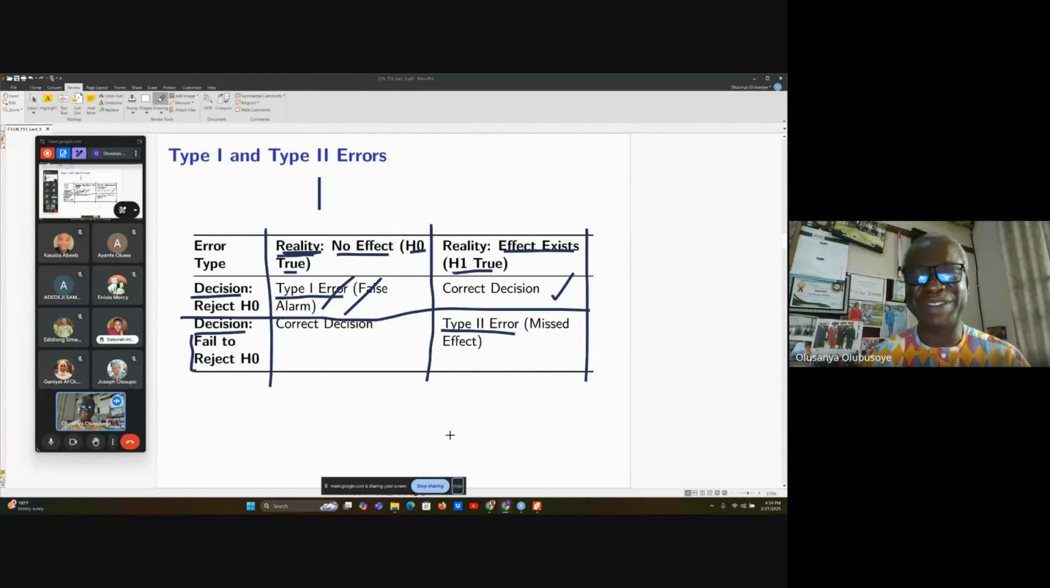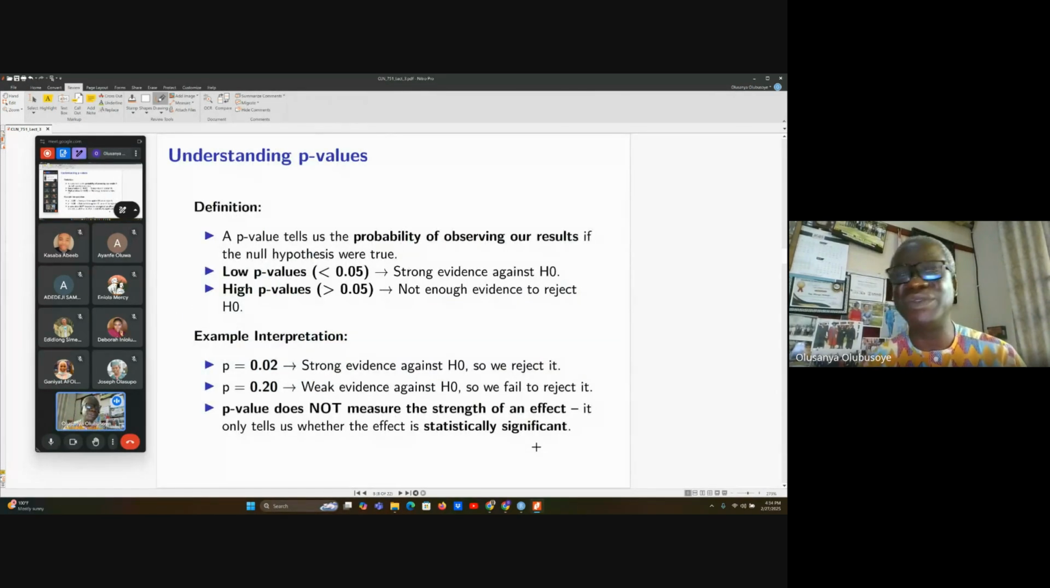Is there any quick question before I leave this page? It's always very important that you are able to distinguish between the two. We still have a long way to go. So therefore, we must understand p-values. And by definition, you remember, we always compare the p-value with the alpha value.